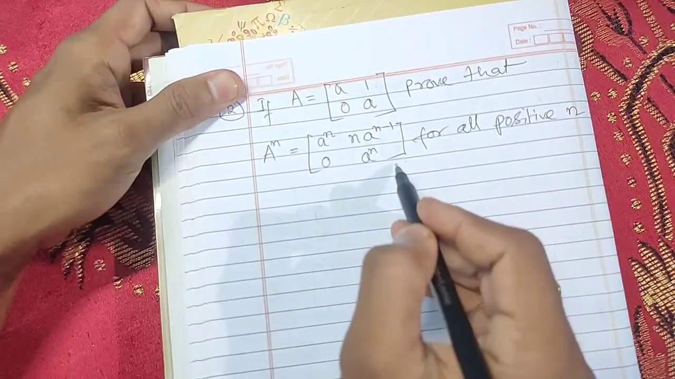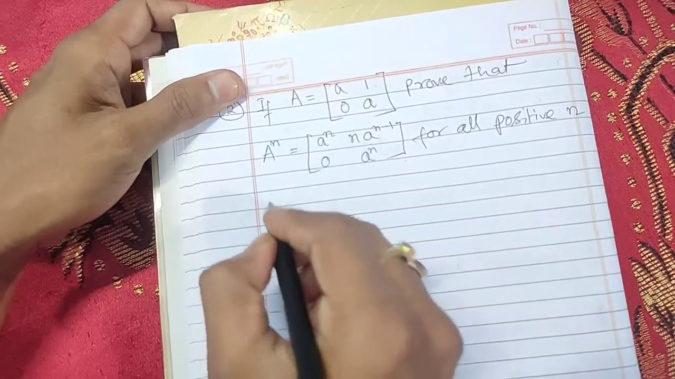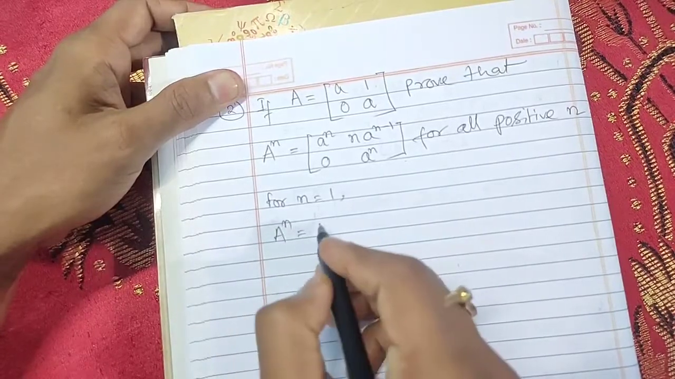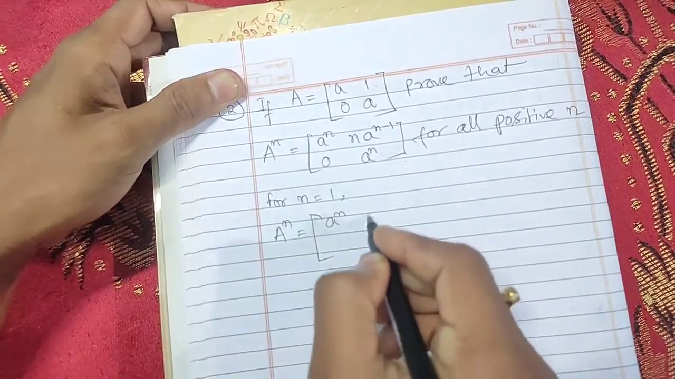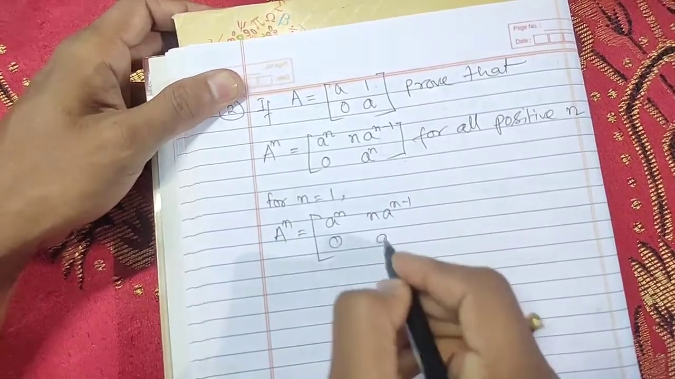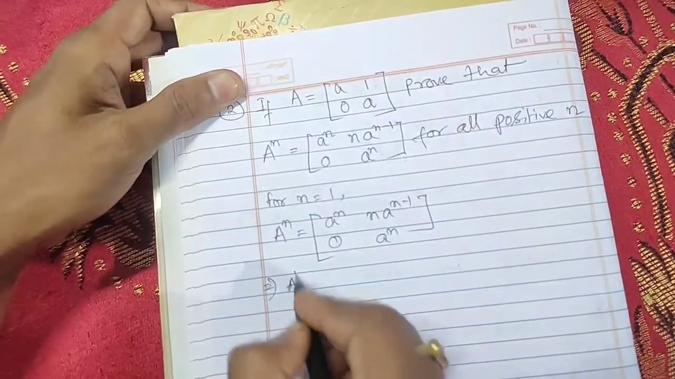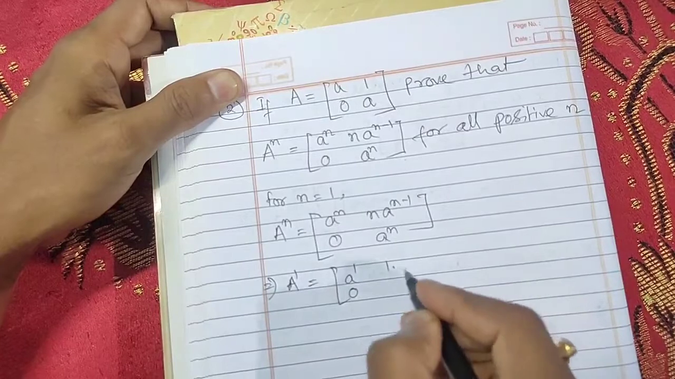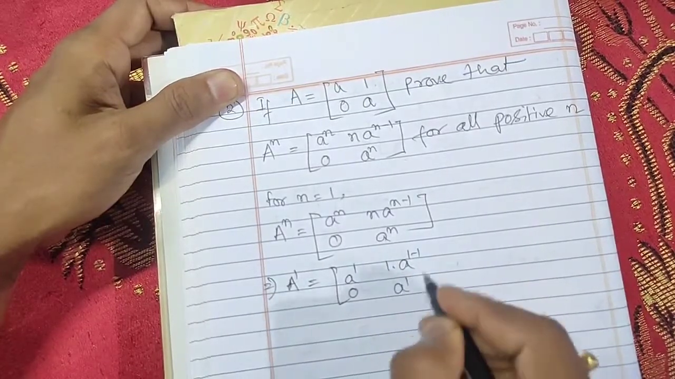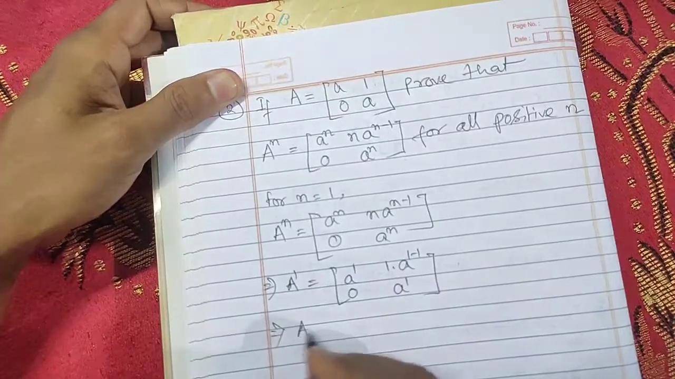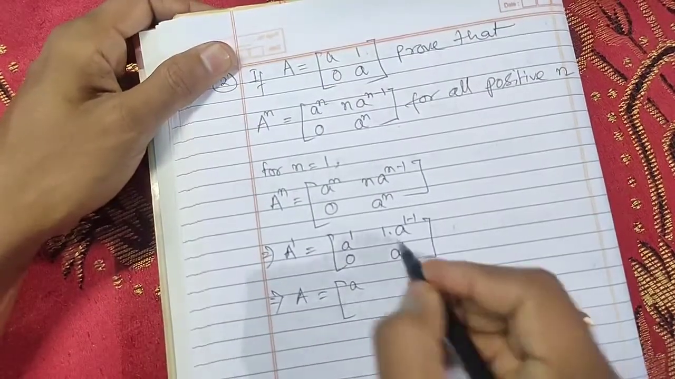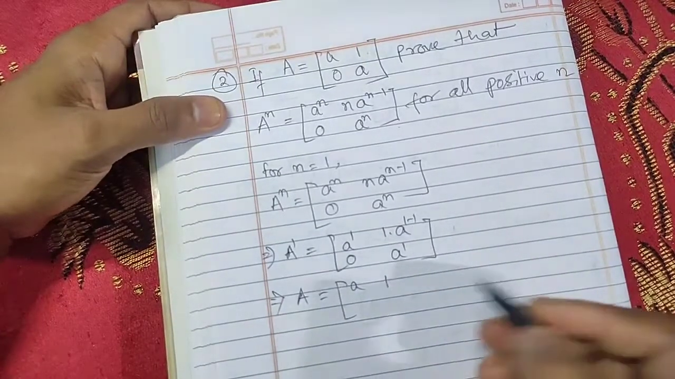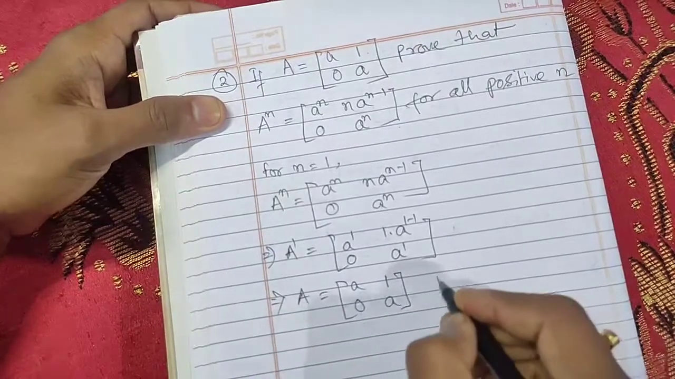Now first check for n equals 1 whether it is true or not. So for n equals 1, A to the power n is equal to A to the power n, A to the power n minus 1, 0, A to the power n. Now if you put n equals 1, this is coming A to the power 1, 0, 1 into A to the power 1 minus 1, A to the power 1, which implies A equals A to the power 1. A to the power 0 is coming, any number to the power 0 equals 1, so this is coming 1, 0, A, which is true.